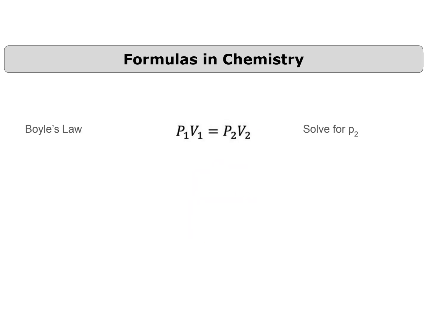Here we have Boyle's law, and that is pressure 1 times volume 1 is equal to pressure 2 times volume 2. So we want to solve for pressure 2. So here we would just need to divide both sides by volume 2. Then our volume 2's divide out. So we would just have pressure 2 is equal to pressure 1, volume 1 over volume 2.